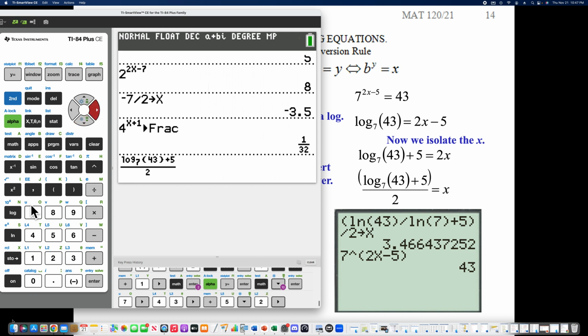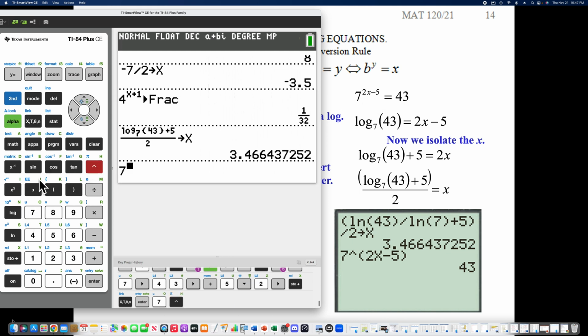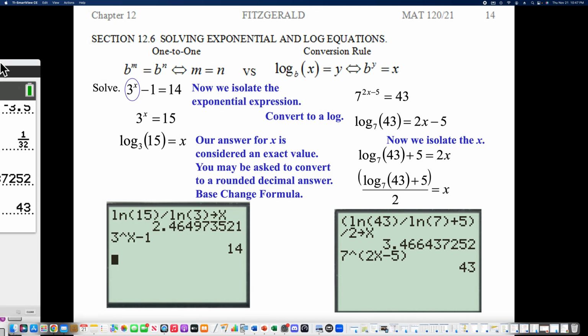Again, I would still store it for x just in case I typed something in wrong. Notice my decimal representation is the same. And if I type in that 7 raised to the power of 2x minus 5, I hit enter, there's my 43, just like it says on paper. So I now know it's correct.